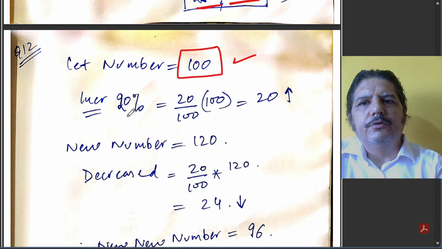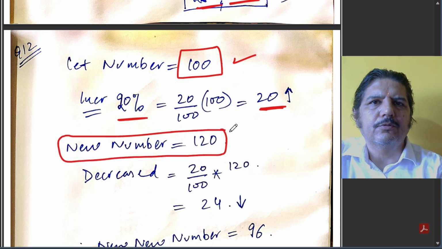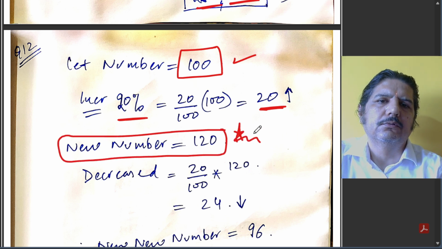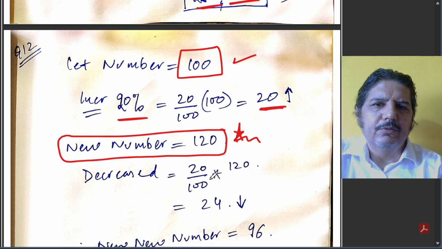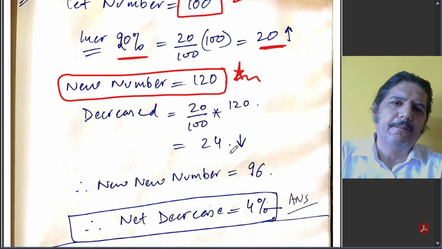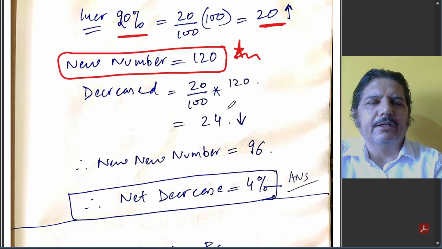So first what you do is you increase by 20%. 20% of 100 is 20. So the new number is 120. You have increased by 20%. Now the new number you decrease by 20%. So 20% of 120 is 24, you decrease it by 24. So 120 minus 24 would be equal to 96.